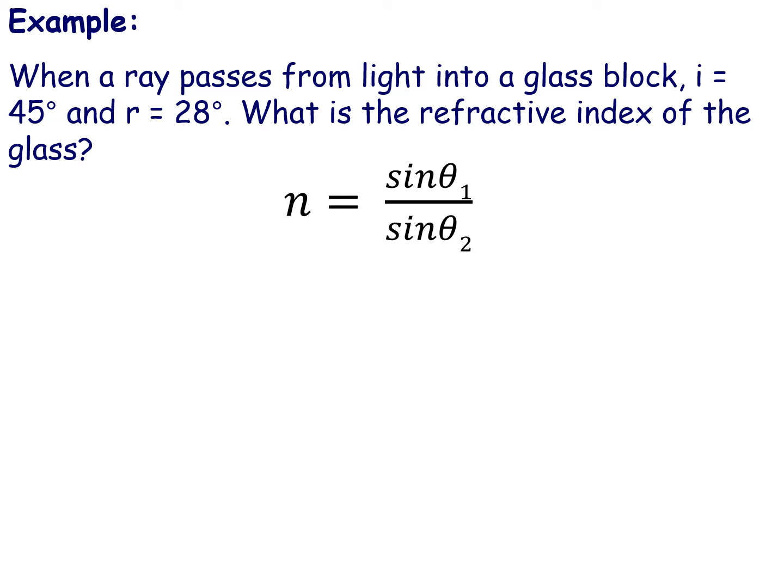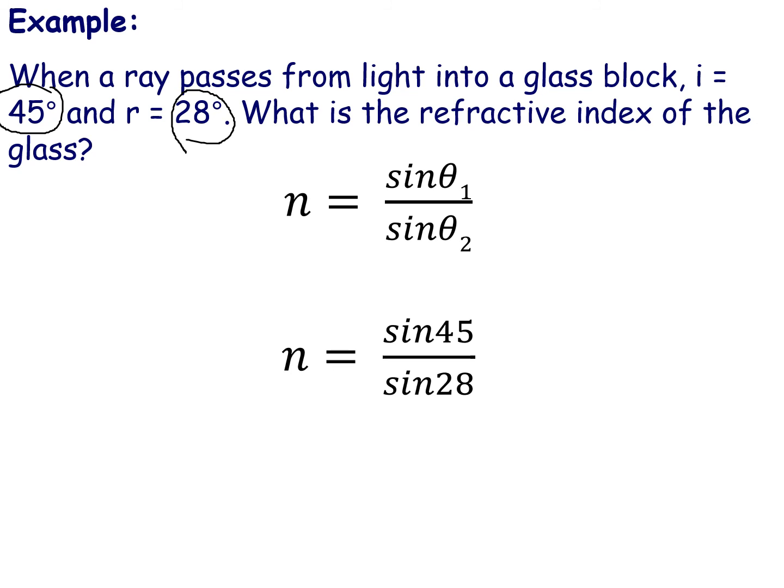So remember, our equation is sine theta 1 over sine theta 2. And remember, I said to you that theta 1 is the angle in the air. So that means it's 45 degrees. And theta 2 is the angle in the glass. So that's this angle here. So we plug it in, calculate it using our calculator, and we get the refractive index is 1.5. So fairly straightforward to do that. We can, of course, make the problems a bit more tricky.